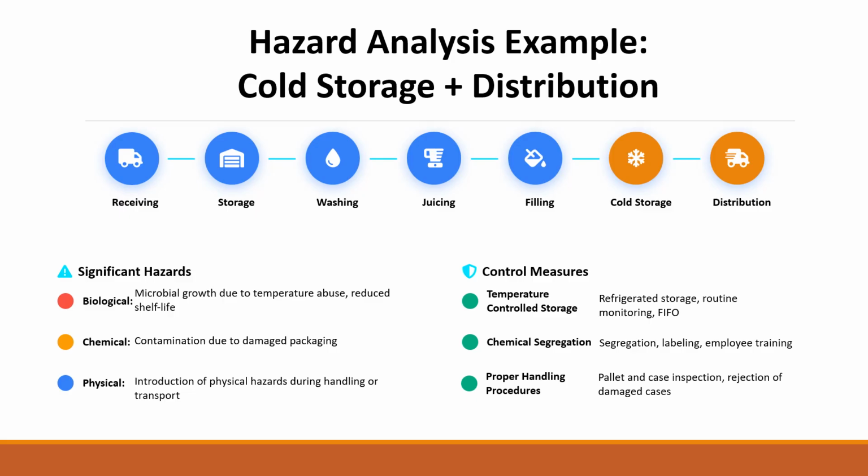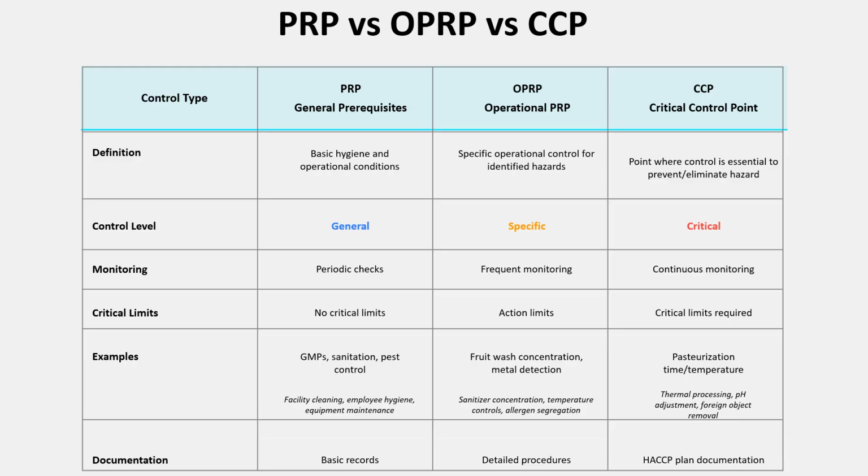From an audit perspective, this is where auditors often ask to see cold storage records and shipping temperature requirements. If your hazard analysis relies on refrigeration as a control, you must have evidence to support it. Now let's make this practical. In your hazard analysis table, every significant hazard must be clearly linked to a control.